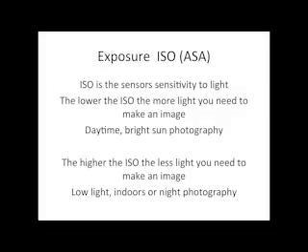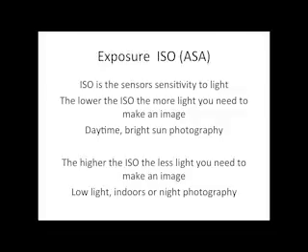Okay? The lower the ISO, the more light you need to make an image. So if you're going outside and photographing at noon, there's tons of light. You can go down to a low ISO, 100, 200, and make exposures all day and be in great shape. But not at night. Right? The higher the ISO, the less light you need to make that image. So that's when you use a high ISO for low light at night, indoors, something like that.